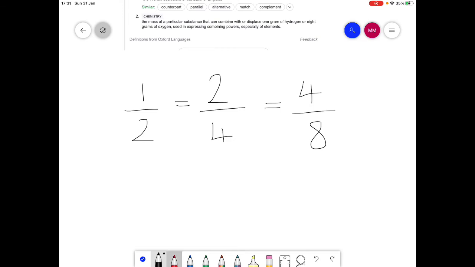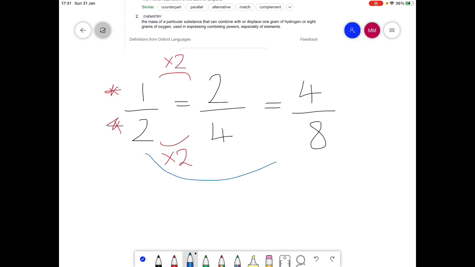So we can multiply a fraction by a number to get us an equivalent fraction. So if I was to multiply 1 half, for example, by the number 2, I would end up with the fraction 2 quarters, because 1 times 2 is 2 and 2 times 2 is 4. Now you will notice that I treated the numerator and the denominator the exact same. I multiplied them by the same number. That is very, very important when trying to create equivalent fractions.